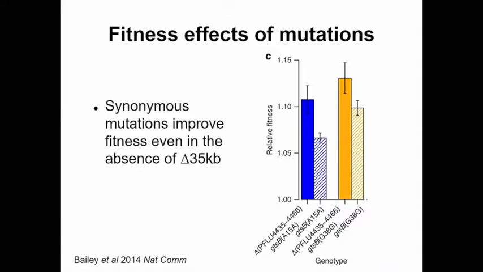And then the hashed bars here show where we put those synonymous mutations back into the ancestral background to look at what the fitness effects were in the absence of the deletion. And so you can see that there are pretty clear, significant fitness effects just with that synonymous mutation. So this is one of the synonymous mutations, and this is the other synonymous mutation. So they are having clear fitness effects.